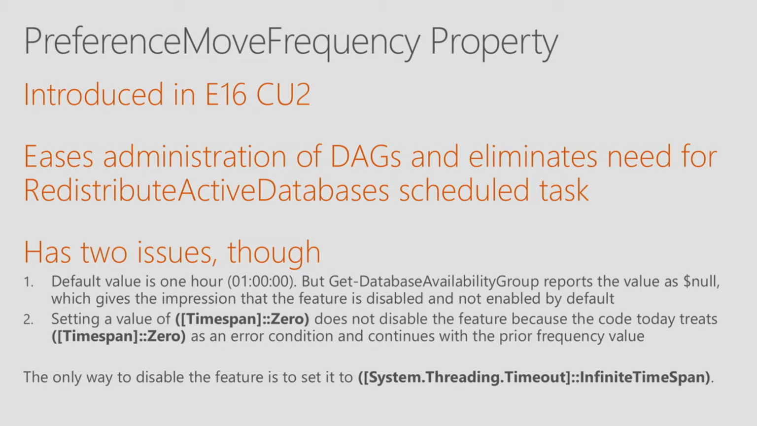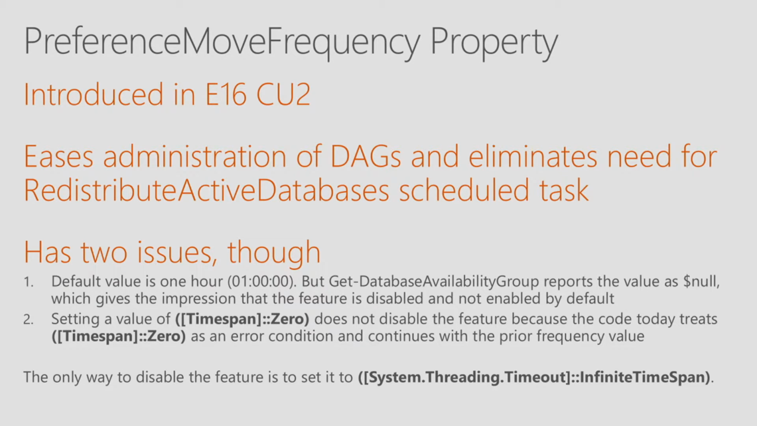They're no longer balanced according to their activation preference. The activation preference is an administrator-set value on a database copy, the administrator's way of telling the system which database copy should be activated first in the event of a failure. So they're whole numbers, 1, 2, 3, 4, depending on how many database copies you have. Periodically, you would run the script, or maybe some of you set it up as a scheduled script, to redistribute the databases. What we've done in CU2 is add this preference move frequency property. When you use that, you're basically telling the DAG how often it should check for this imbalance and reactivate your lowest activation preference copies, the one with the value of 1.